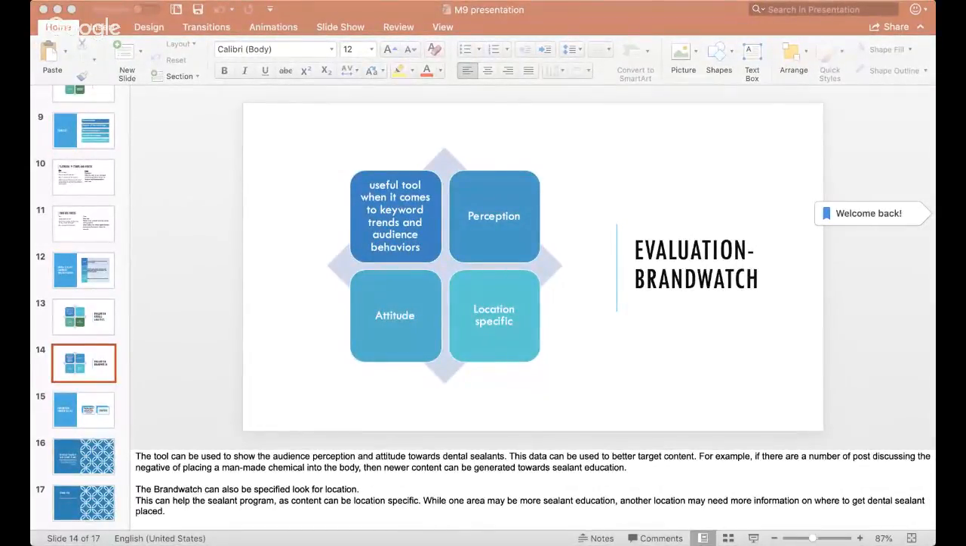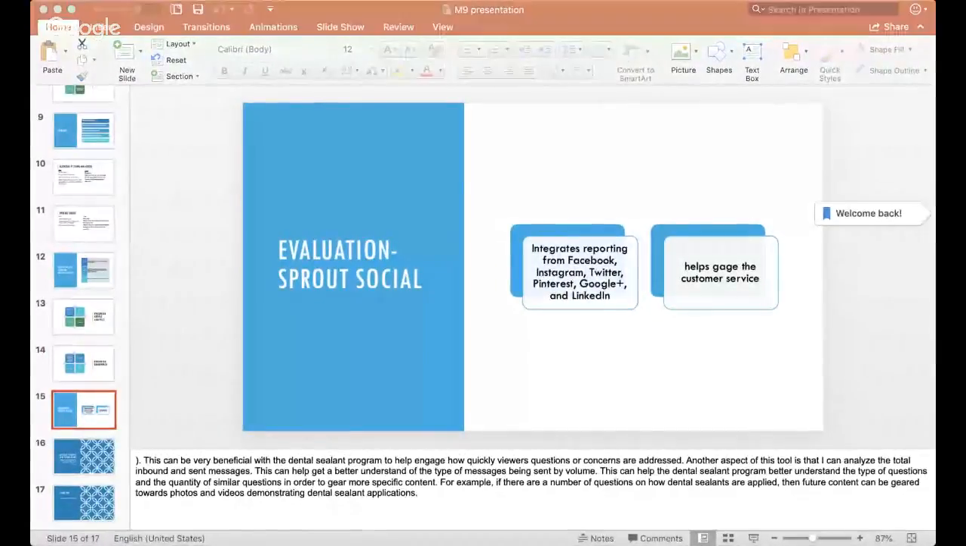So we talk about the location. This can help the sealant program make content location specific. We're moving on to the last evaluation, which is Sprout Social. And this is a nice evaluation for our analytical tool because it can be beneficial to the dental sealant program to help engage with how quickly your questions or concerns are addressed.